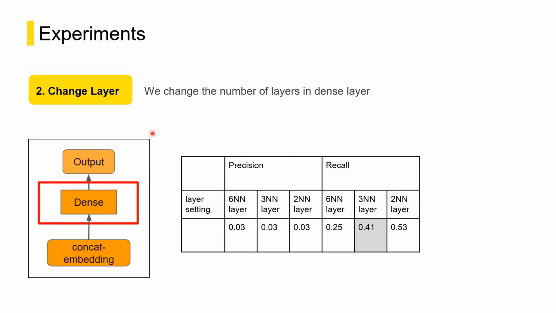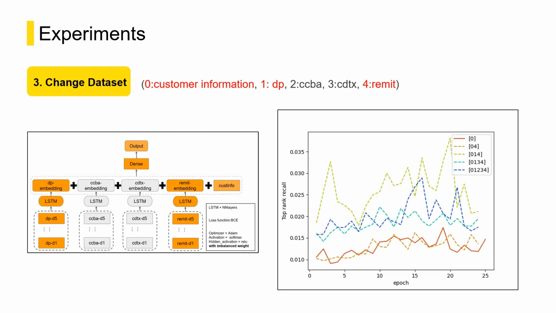And our second experiment is changing the layer size. In the dense layer, we change 6 to 3 and to 2. As you can see, 3 is the best result in this model. And lastly, we change the datasets that are concatenated in this model. 0 means customer info, 1 means DP, 2 means CCBA, 3 is CDTX, and 4 is remit. You can see in the right picture that 0, 1, 4 is the better one in this whole graph. 0, 1, 4 is just customer info, DP, and remit. That's why our model finally only concatenates these 3 datasets.